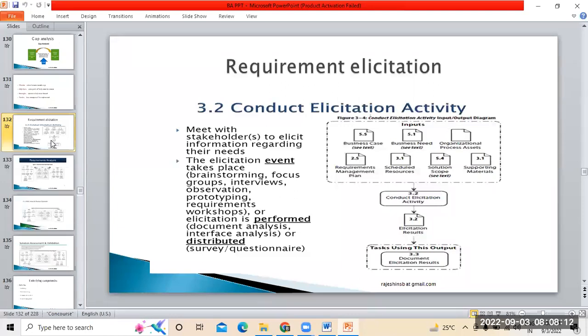Above all, one more elicitation activity, which is more effective practically, is observation, because through observation we get to know many things. This is also one more requirement elicitation technique.